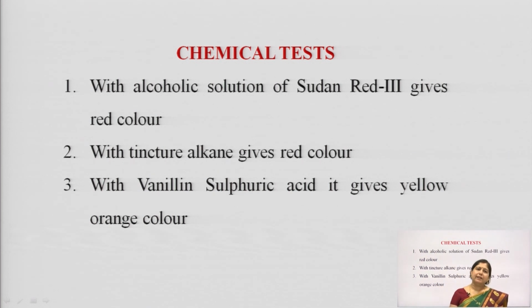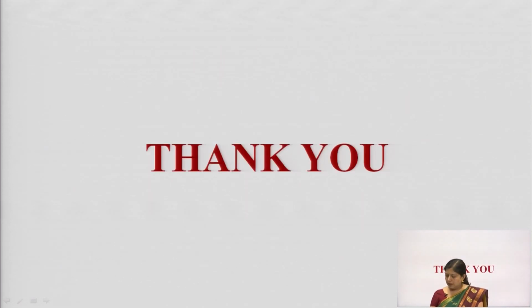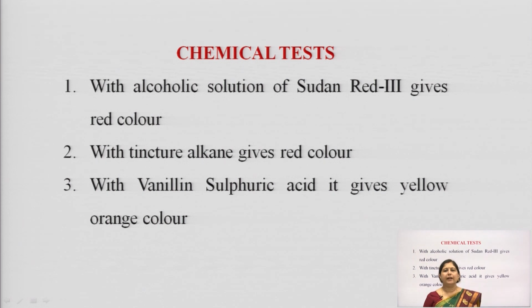So, these were a few classifications of the volatile oils, and if we look at the chemical tests, for every drug there is a specified chemical test, but the general tests for volatile oils are these. First, we take an alcoholic solution of Sudan red and mix it with volatile oil, and it produces red coloration. When we use tincture alkanna and add our volatile oil to it, it again produces a red color. And when we add vanillin sulfuric acid to our volatile oil, it produces a yellow orange color.